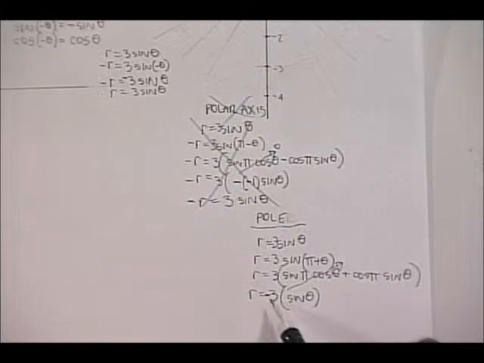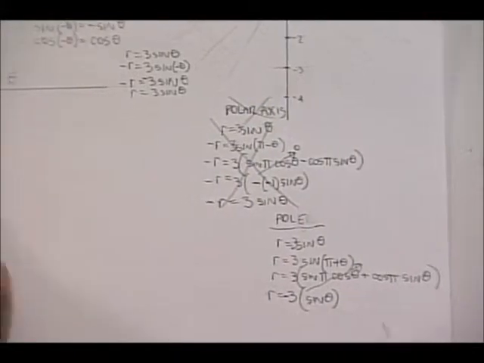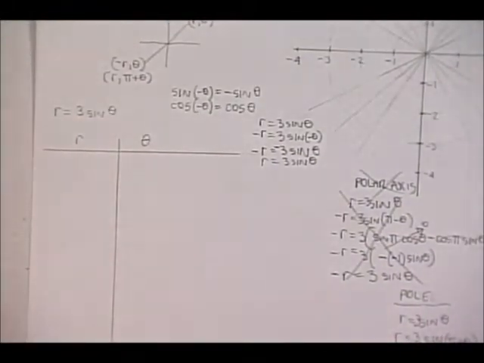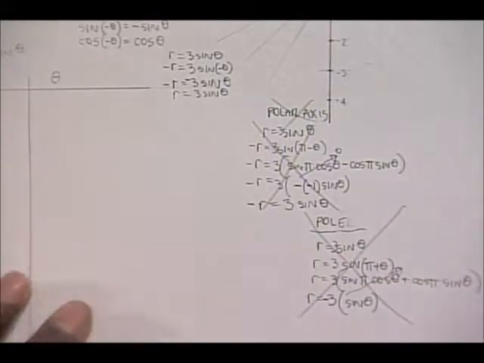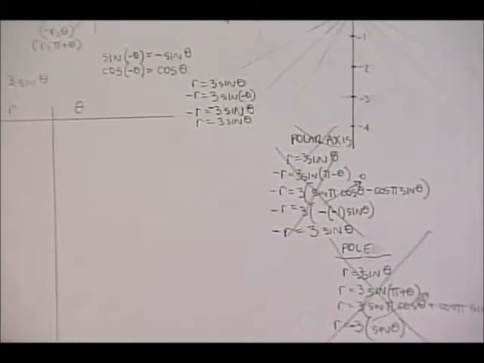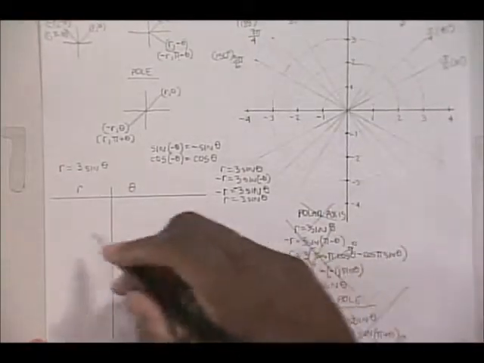So again, you end up with something different. r is equal to negative 3 sin θ, which is different from the original equation we were working with, which is r equal to 3 sin θ. So what that tells you is that this is not symmetric about the pole. So it's only symmetric across what we used to call the y-axis, and when we're working with polar equations, we're going to call it θ = π/2. So let's begin the graphing process now.